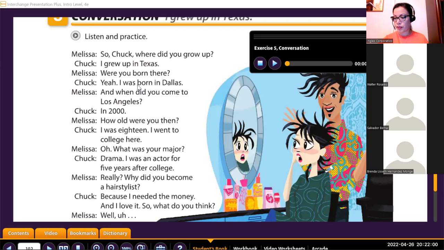Estilo, sale belleza. ¿Qué significa hairstylist? Hairstylist es estilista de cabello, en este caso, estilista de cabello. Ajá, hairstylist. Cabello, stylist, estilista. Okay, ajá, exacto, estilista de cabello, hairstylist.